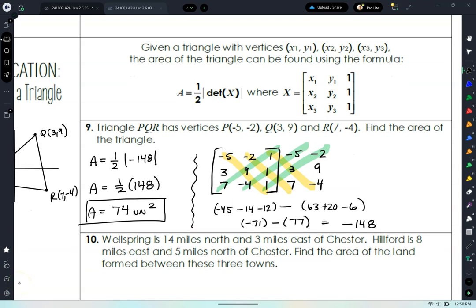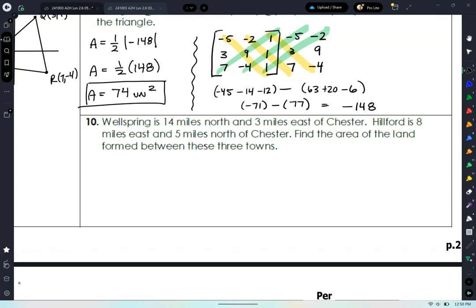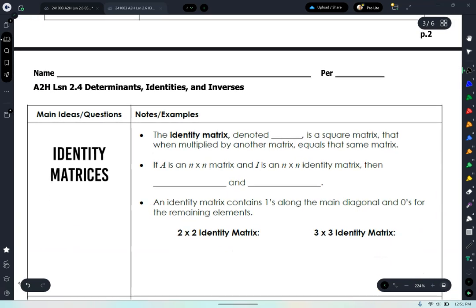Okay, so you can see that we have questions like this one here. Wellspring is 14 miles north and 3 miles east of Chester, and so on and so forth. So here you could find the area of the landform between these three towns. You would draw a triangle. You would use your determinant matrix to set that up and figure out the area. We're not going to do that question together because we got to talk about a couple of other things before we get out of here today. All right, so let's go on to identity matrix.